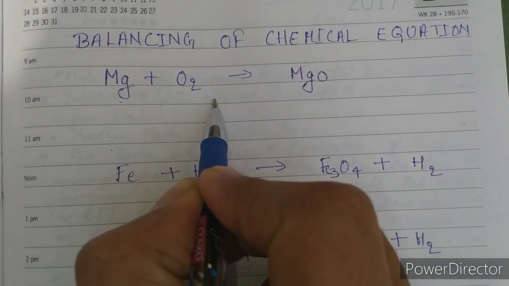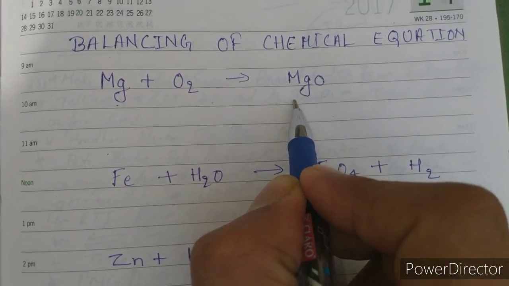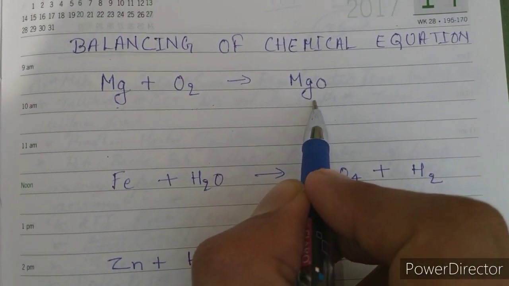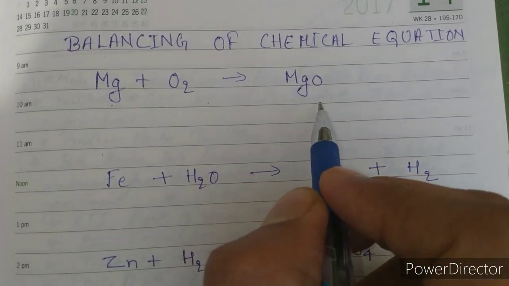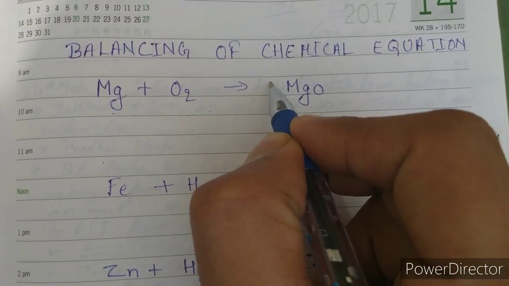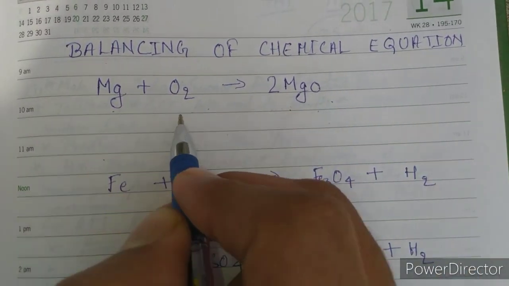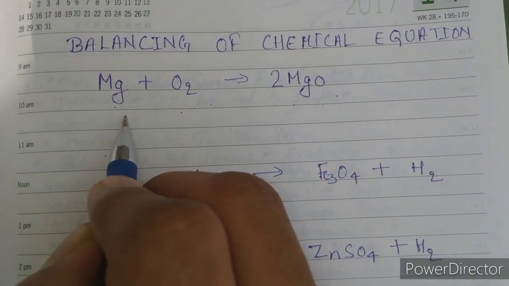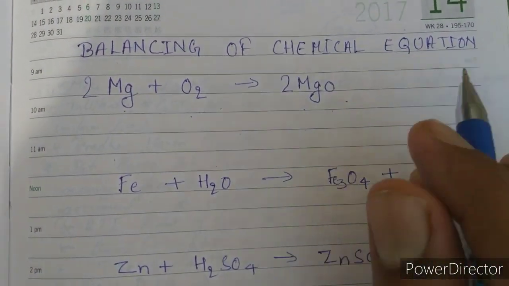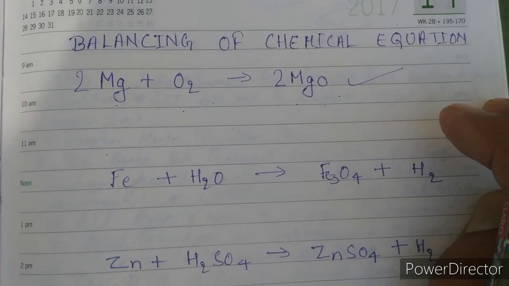Here, Mg is 1, oxygen is 2, and in MgO, oxygen is 1 and magnesium is 1. So the oxygen is 2 on one side and 1 on the other. We need to balance the oxygen first, and later think about magnesium. If I put 2 here, magnesium becomes 2 and oxygen becomes 2, meaning oxygen is balanced. Now I need to balance magnesium as well. If I put 2 here, magnesium is also balanced. So this is the balanced chemical equation now, and it is not violating any law of chemical equations.